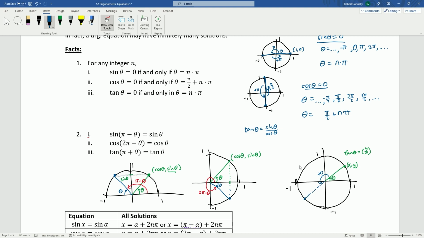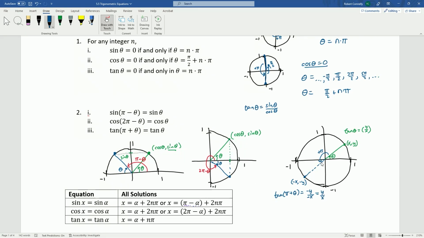So it's over the y-axis, then over the x-axis. So what do we get for our coordinates? We get negative x, negative y. So in this case, tangent of pi plus theta is negative y over negative x, but those negatives cancel, so it's the same thing as y over x. So in other words, tangent of theta and tangent of pi plus theta are equal.